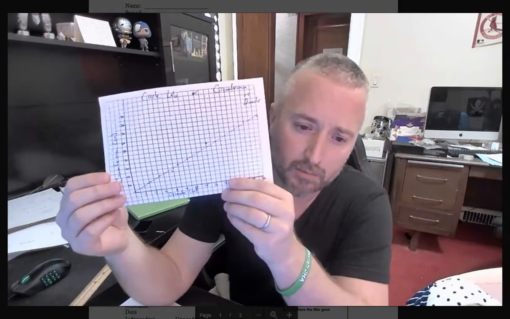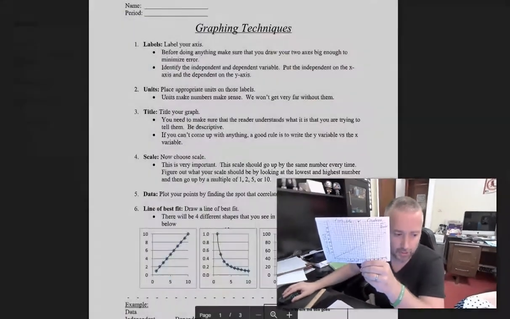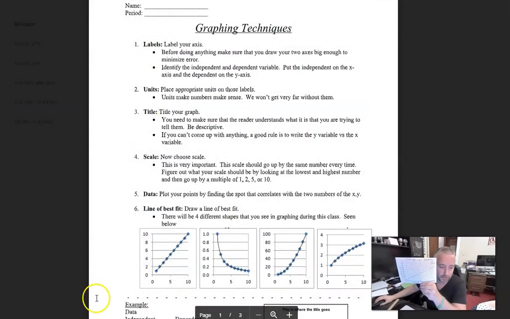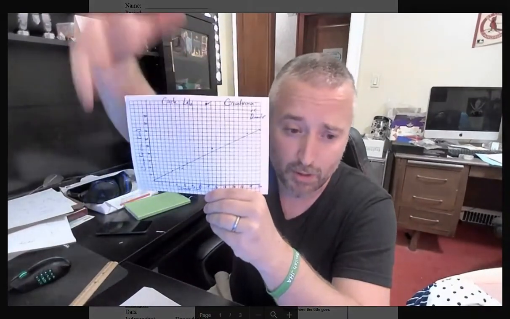Now, let's talk about all those things that you saw just super fast, real quick. Labels, units, title. These are the things that people mostly forget, because they go to do the graph and then they forget all the other stuff. Without them, it doesn't make any sense.